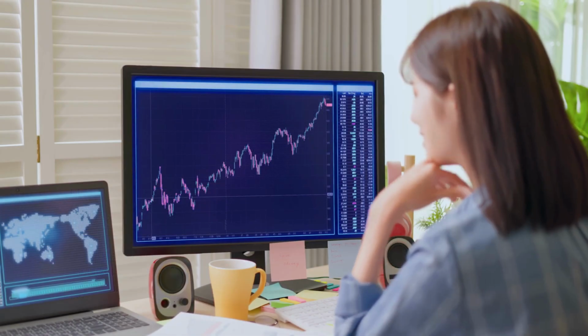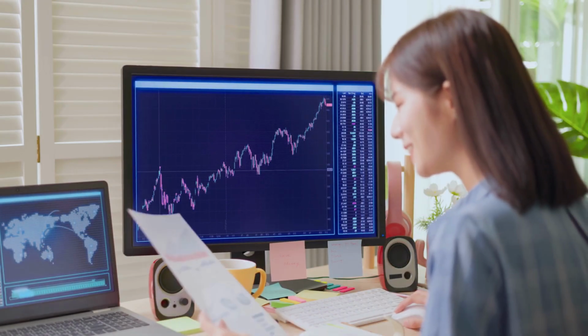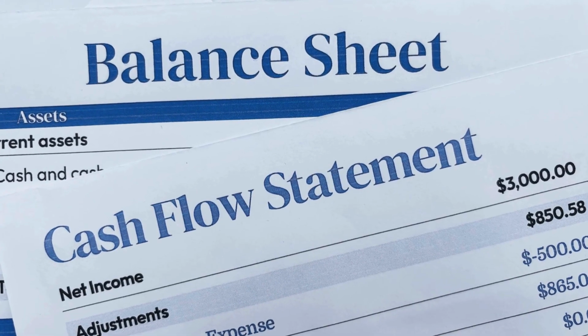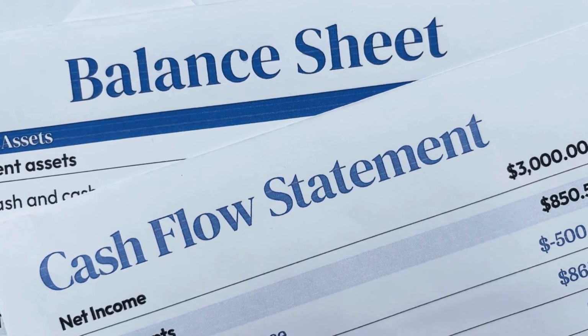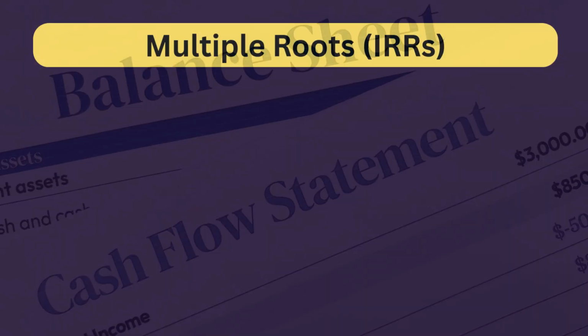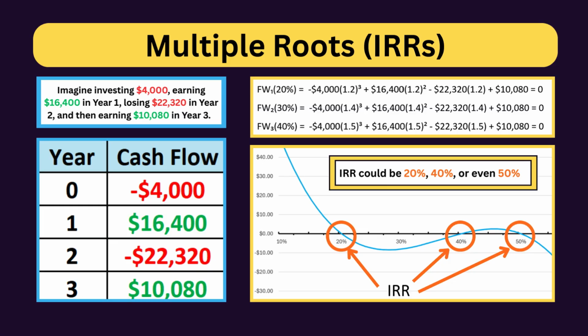Now that we've seen ERR for a straightforward investment, let's look at the kind of situation that causes problems for traditional rate of return analysis. When a cash flow series changes sign more than once, meaning money flows out, then in, then out again, the IRR equation can cross 0 multiple times. That's why IRR can produce multiple valid answers, even though only one economic decision needs to be made.